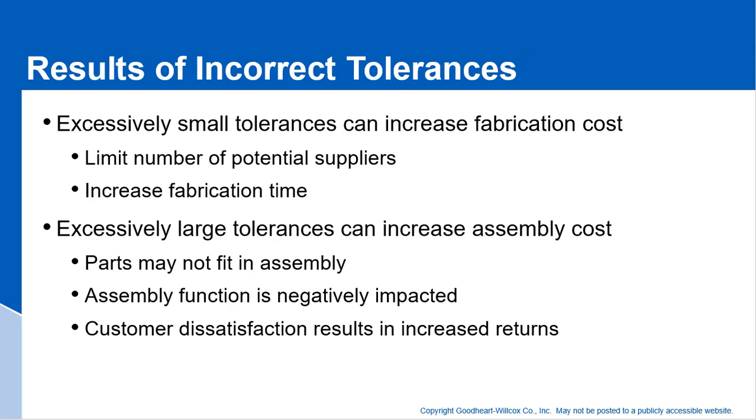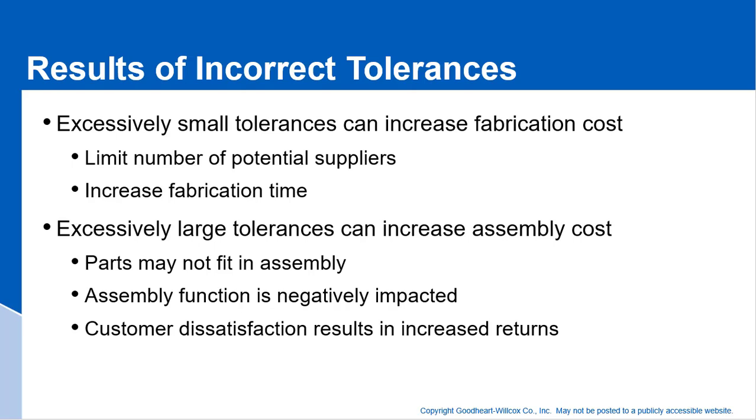So what happens if we don't apply tolerances correctly? Let's say we put too tight of tolerances on everything. What's going to happen there is that directly affects your manufacturing costs. You can limit the number of potential suppliers, because in some cases, some suppliers may not have the machinery to hold those tight tolerances, or they might not have the processing capabilities to do so. So you can err on making your tolerances too small.